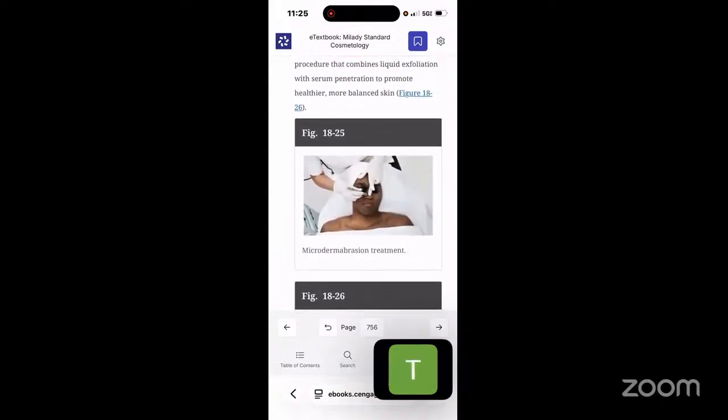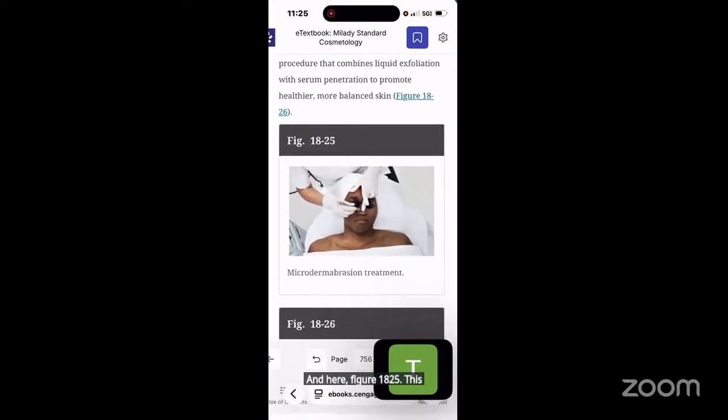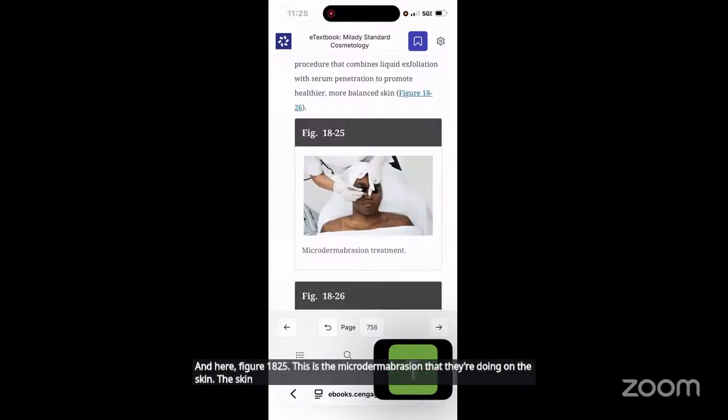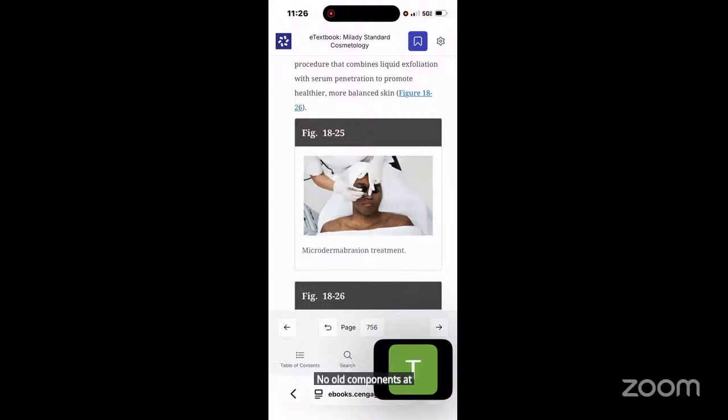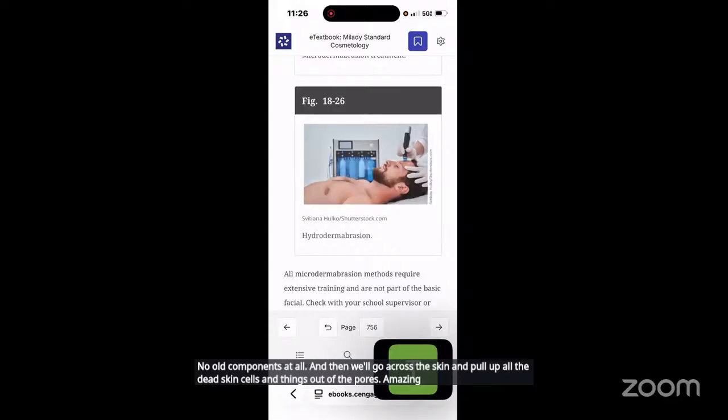And here, figure 18.25, this is the microdermabrasion that they're doing on the skin. The skin must be really, really dry. Sometimes they've used alcohol or acetone to really dry the skin out. You've got to make sure that there's no oil components at all. And then we'll go across the skin and pull up all the dead skin cells and things out of the pores. Amazing. Cannot live without it.